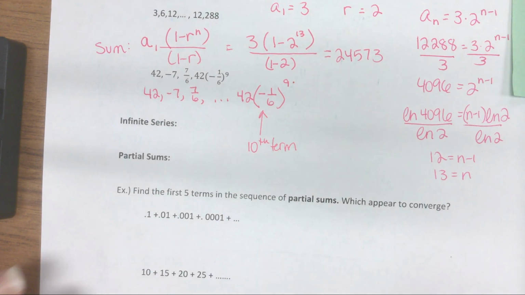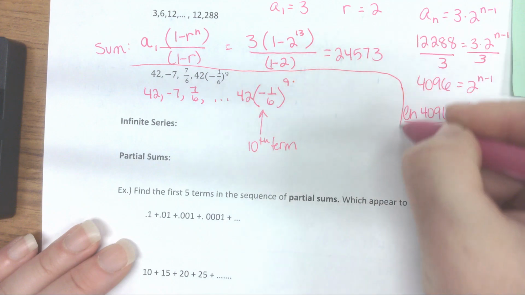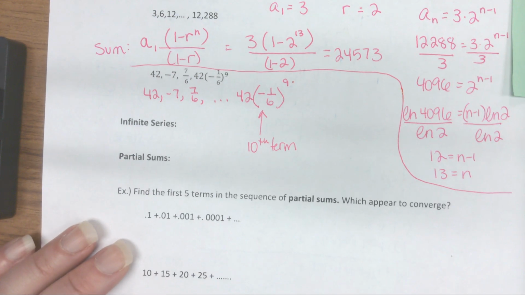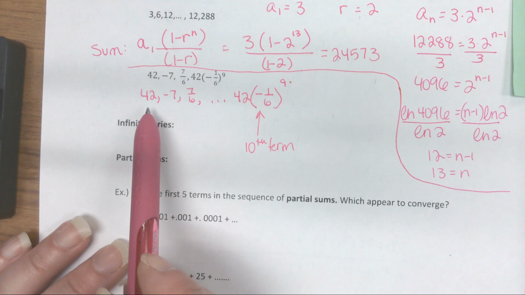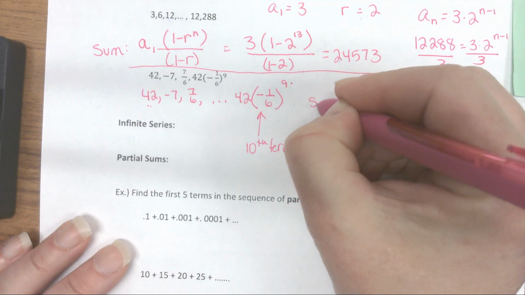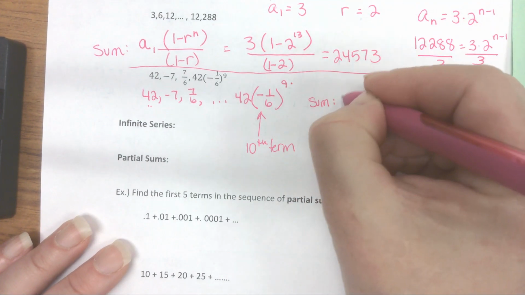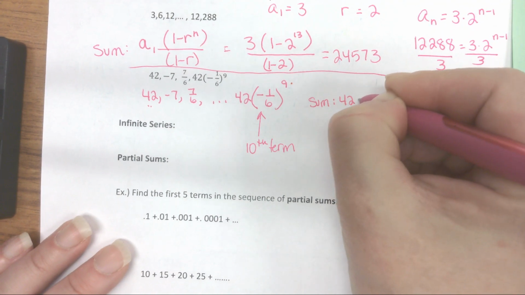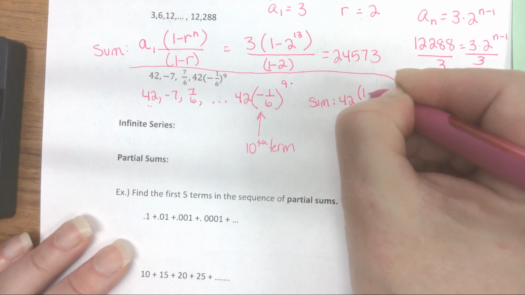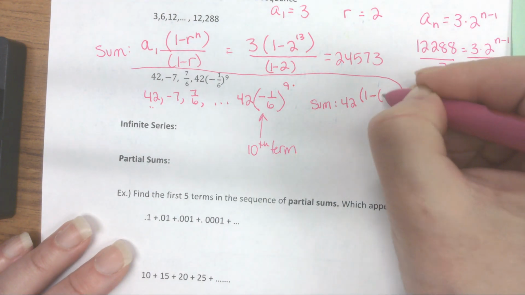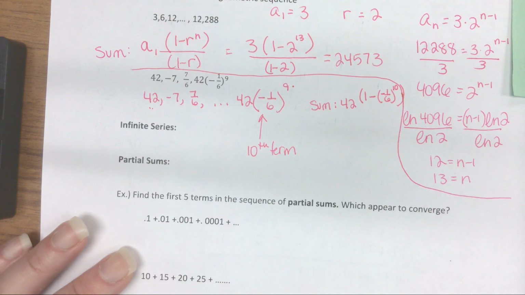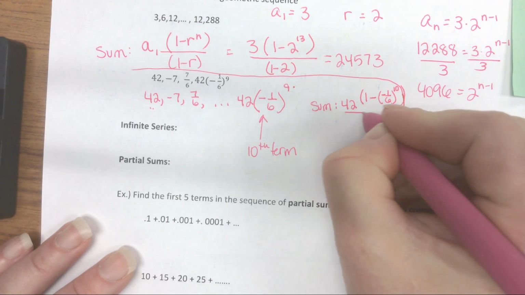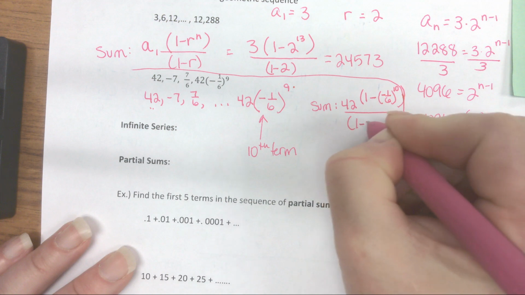Okay. I have just enough space. All right, so I put it into my formula, and we want to be real careful with parentheses here. That's why I wanted to do one like this. We're going to find the sum of the sequence. The first term is 42. And we're going to have 1 minus, in a parentheses, negative 1/6 to the 10th power over 1 minus a negative 1/6.